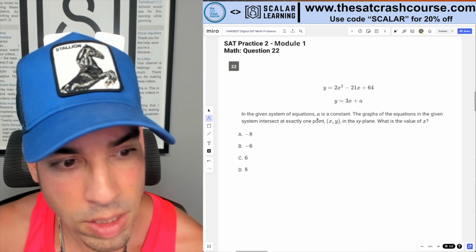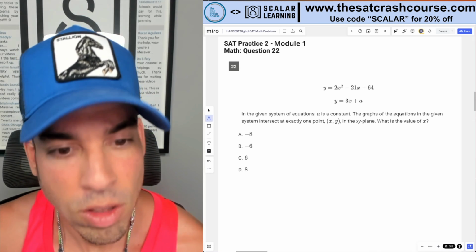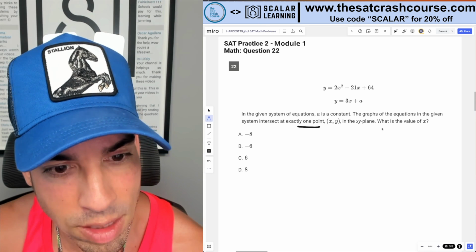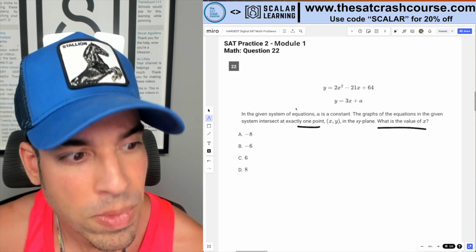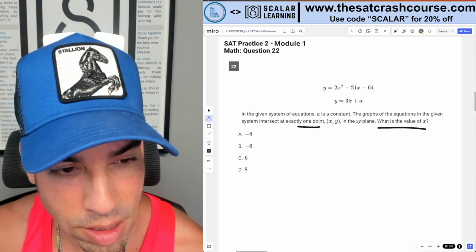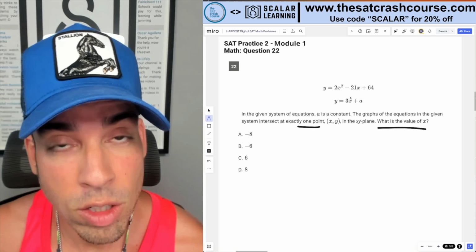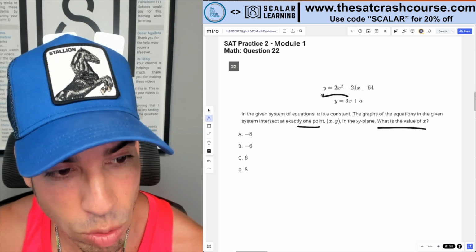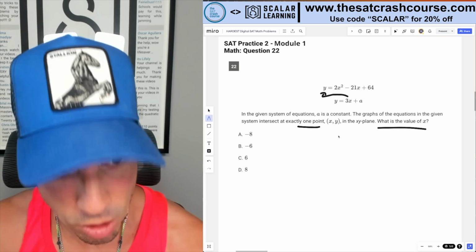Done. In the given system of equations, a is a constant. The graphs of the equations in the given system intersect at exactly 1 point. What is the value of x? Okay. So we know that they intersect at exactly 1 point. So what do we do with that information? Well, the first thing is if they do intersect, we can set them equal to each other, and that's how we're going to eventually solve for x. So let's do that first.